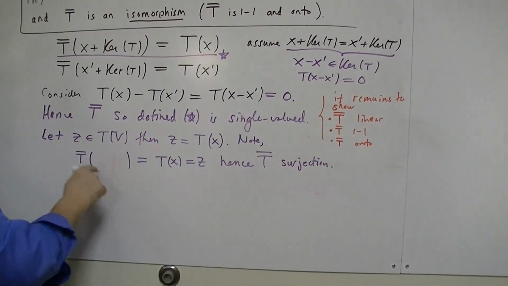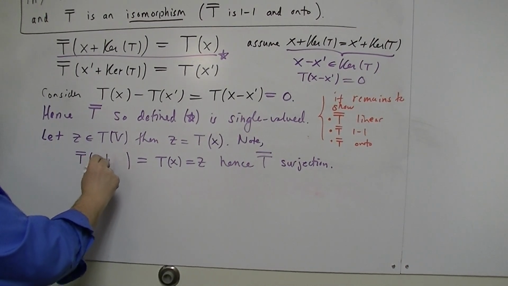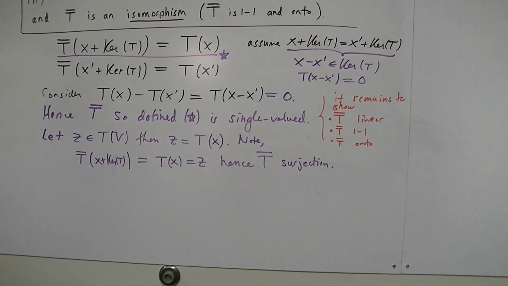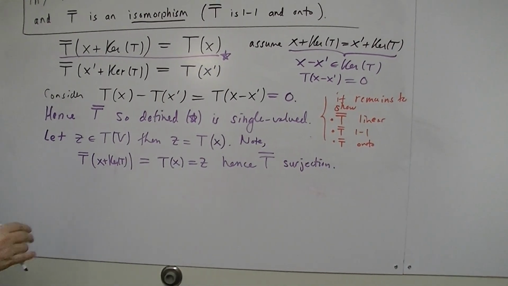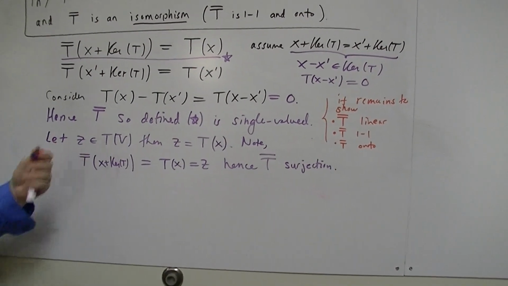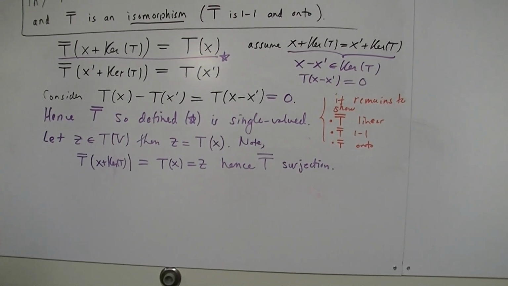So what do I put in the blank? X plus kernel T. Exactly. See? You want this for a test question. You already know the answer. It's good. So it's easy to show it's surjective. Now how do we show it's 1-to-1?